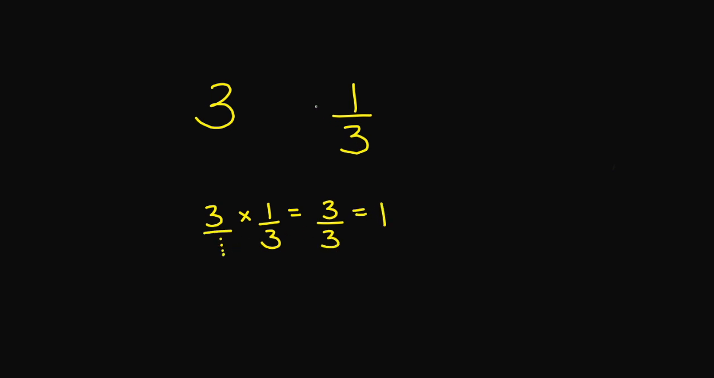What about just the number 3? If you have the number 3, the reciprocal of 3 is going to be 1 over 3. And remember, if I multiply 3 times 1 over 3, my numerator, you're going to get 3. Your denominator, you're also going to get 3. So that means that 3 divided by 3 equals 1. So that means that 1 over 3 is the reciprocal of 3. So that's the correct answer.